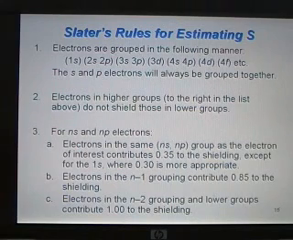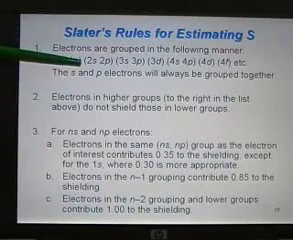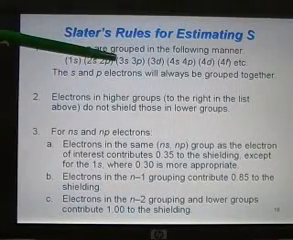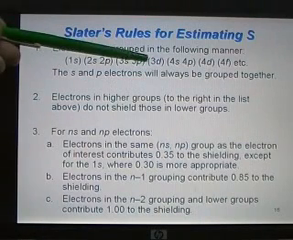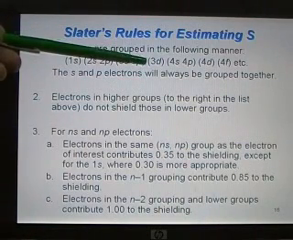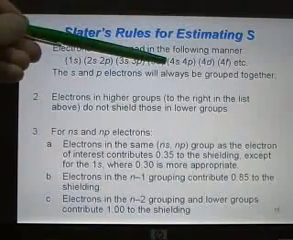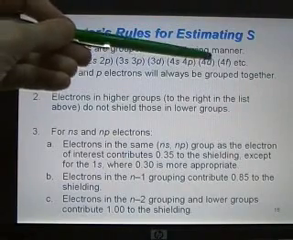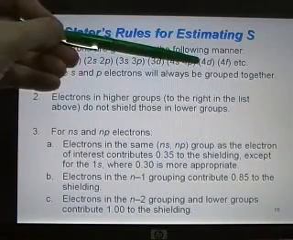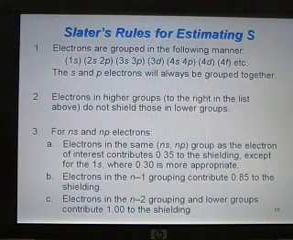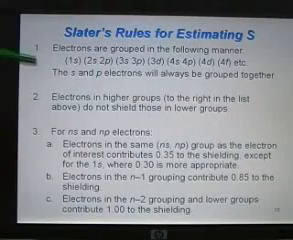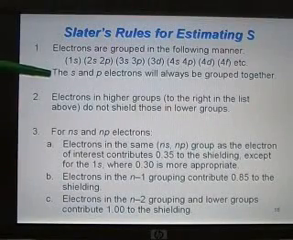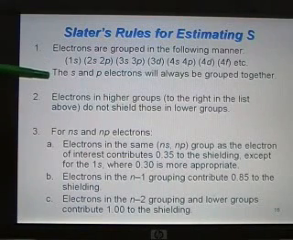The 1s electrons must be grouped by themselves. The 2s and 2p can be grouped together. The 3s and 3p are grouped together. The 3d is grouped by itself. The 4s and 4p are grouped together. The 4d is grouped by itself, and the 4f is also grouped by itself. So the bottom line is that the s and p electrons, with the exception of the 1s, will always be grouped together.